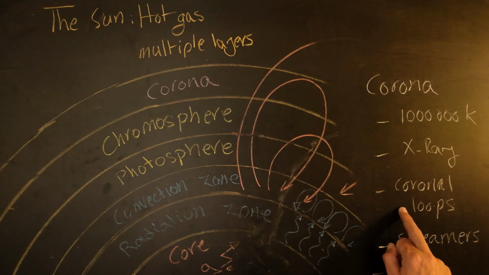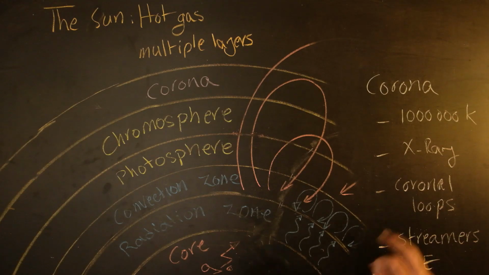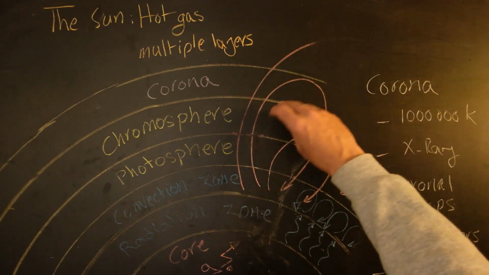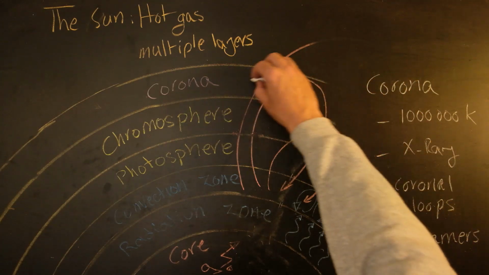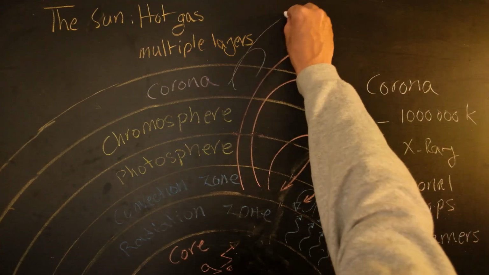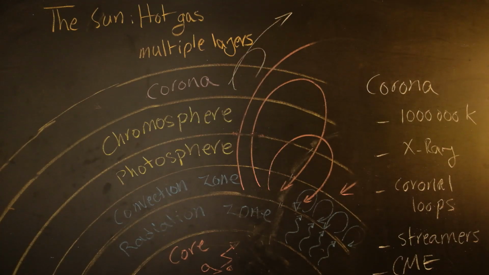We can have coronal loops. Coronal loops are particles that are moving along this magnetic field. So you will see something like this. These are called coronal loops. We have streamers and we have coronal mass ejection. Coronal mass ejections are particles that can escape. They have enough energy. And these are all associated with magnetic field.